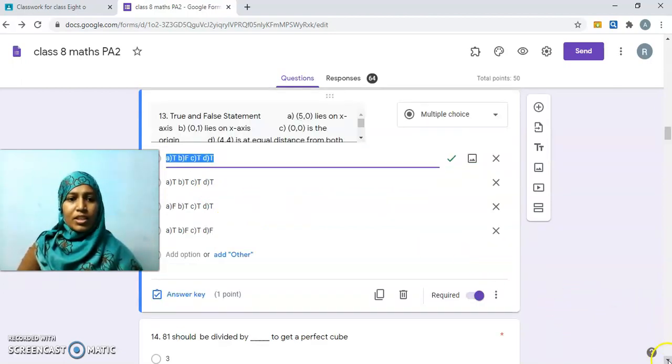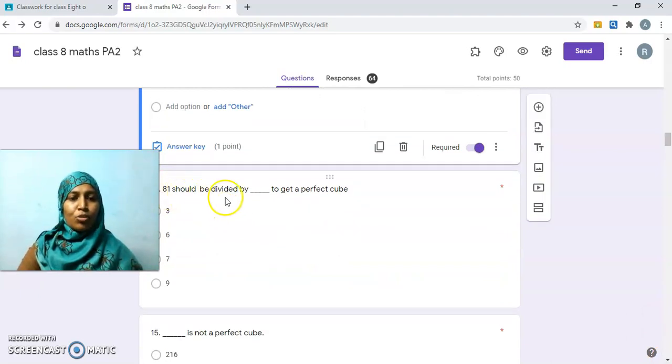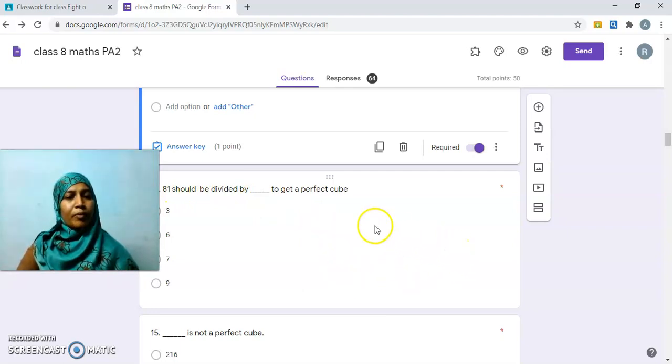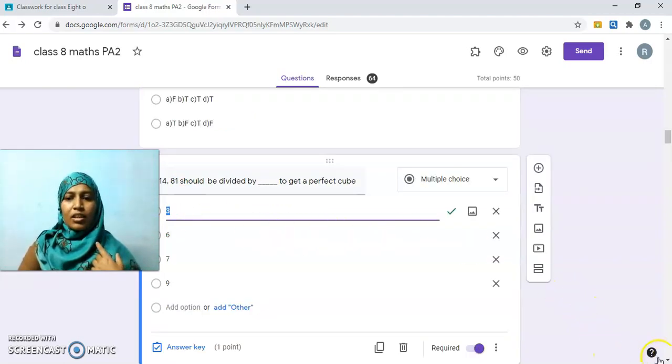Now, the next question is, 81 should be divided by dash to get a perfect cube. So, 81 is not a perfect cube. By which should it be divided to get a perfect cube? Going for prime factorization method, 81 will be equal to what? 3 3s are 9, 9 3s are 27, 27 3s are 81. 4 3s will be there. So, to be a perfect cube, 3 3s is enough. So, which is extra? 1 3 is extra. So, 3 is the right answer.